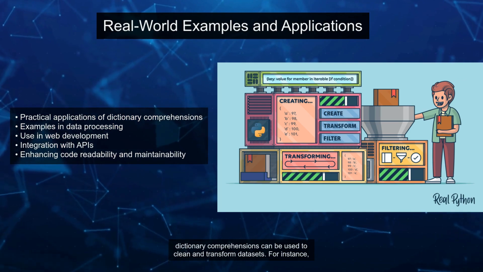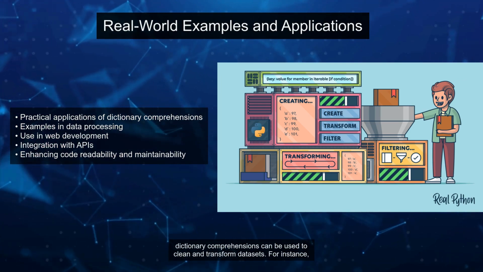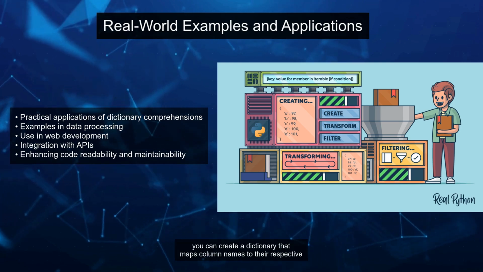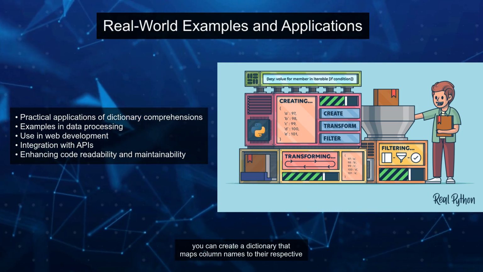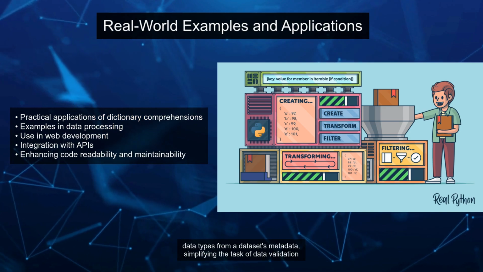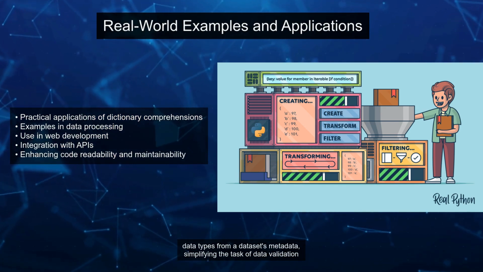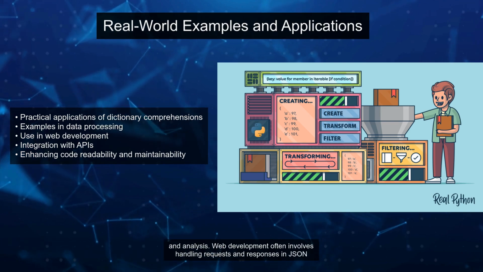In data processing, dictionary comprehensions can be used to clean and transform datasets. For instance, you can create a dictionary that maps column names to their respective data types from a dataset's metadata, simplifying the task of data validation and analysis.